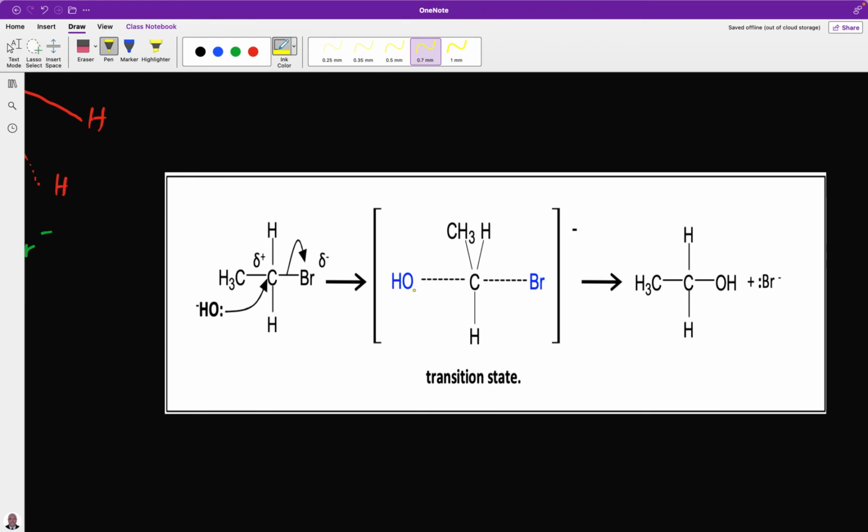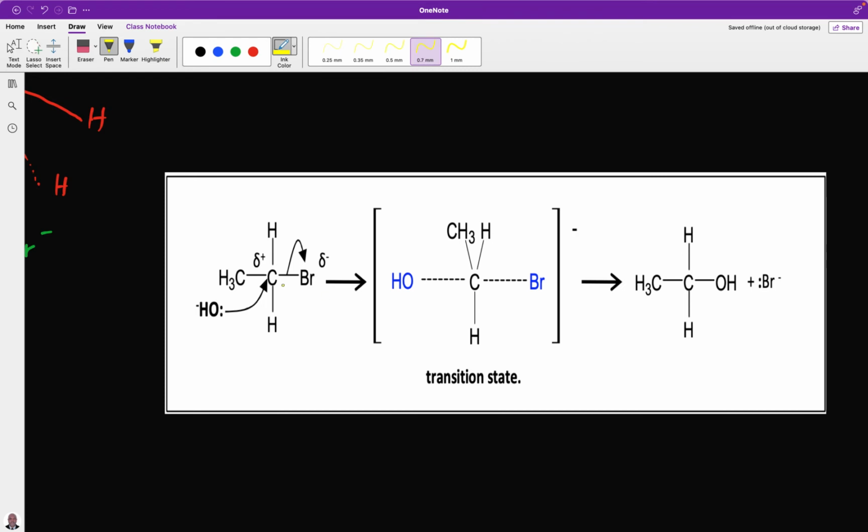The nucleophile is at the point of firmly attaching itself to carbon, and the bromine is at the point of finally detaching itself from the carbon. When that happens, there's a rearrangement of bonds, and this will be the final product. Ethanol will be our product. Then the bromide ion with a lone pair of electrons is left there.